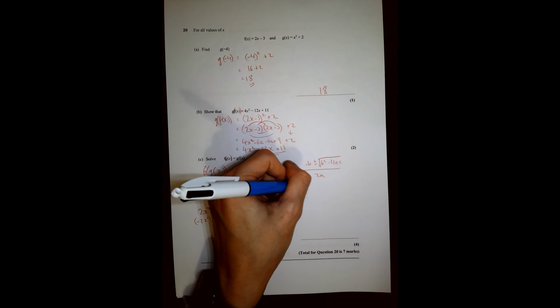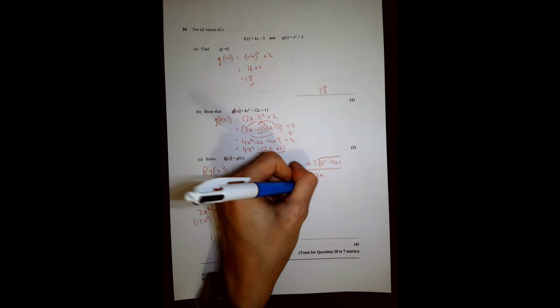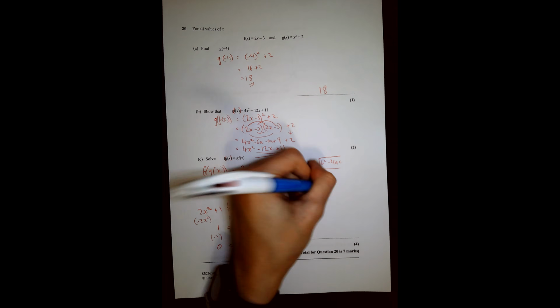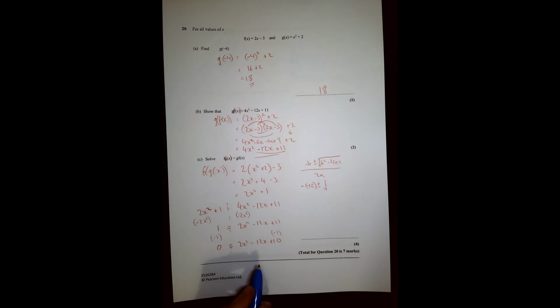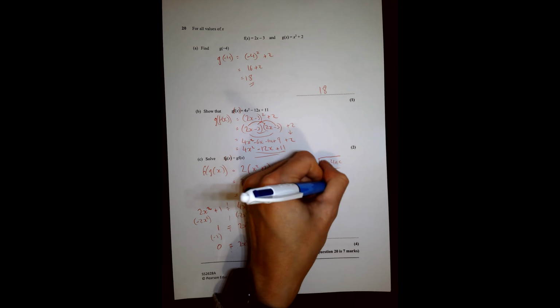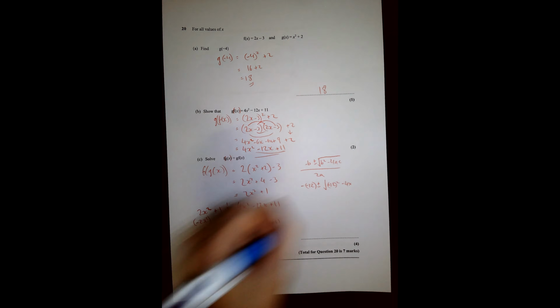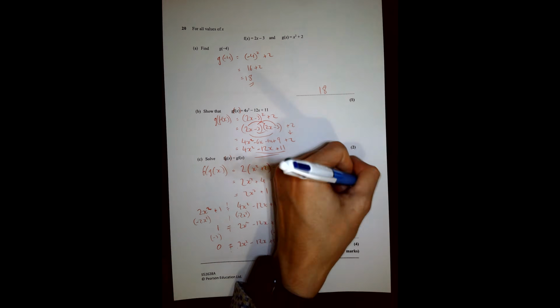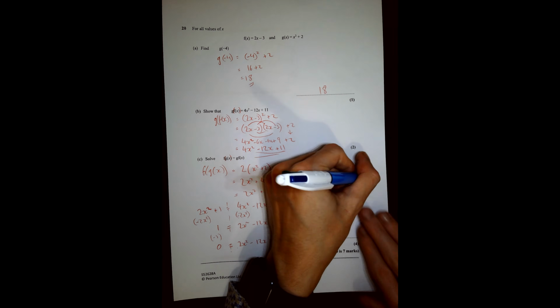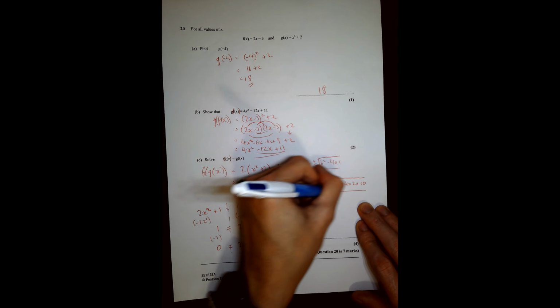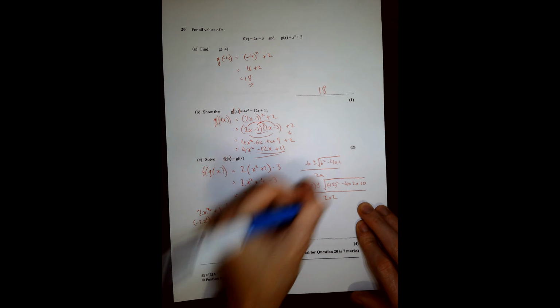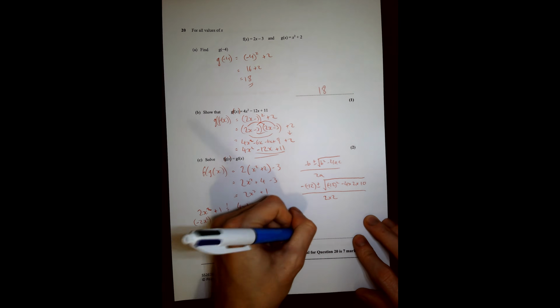So we're going to have negative b, which is negative 12. Put your negatives in brackets. Plus or minus the square root of b squared, so negative 12 squared, subtract 4 times a, which is 2, times c, which is 10. All divided by 2a, which is 2 times 2. Now that will give us the solutions. So we're going to go straight to our answer once we type this in.